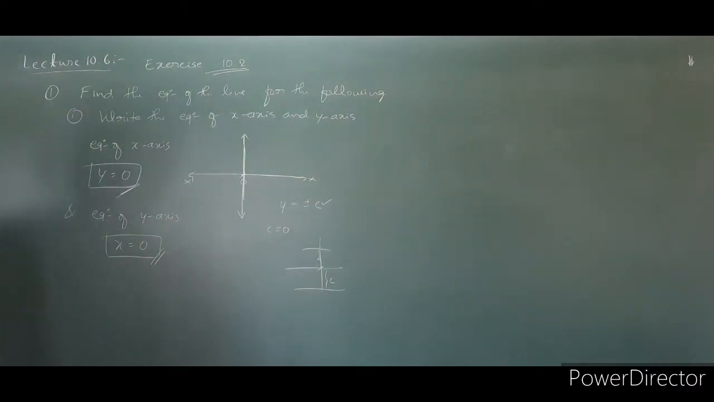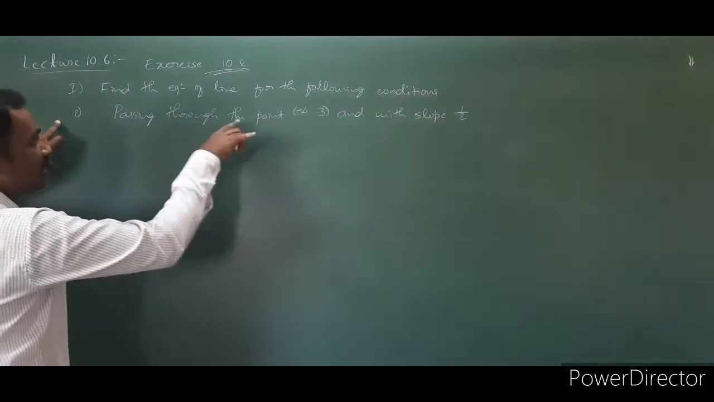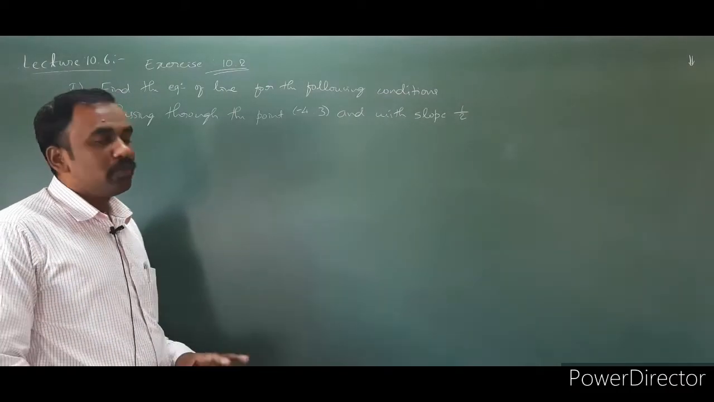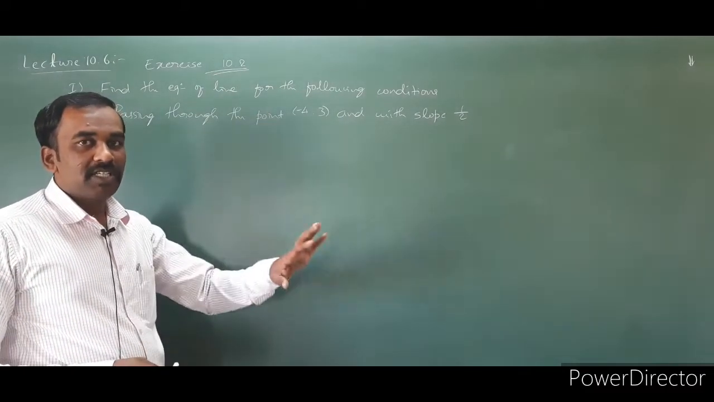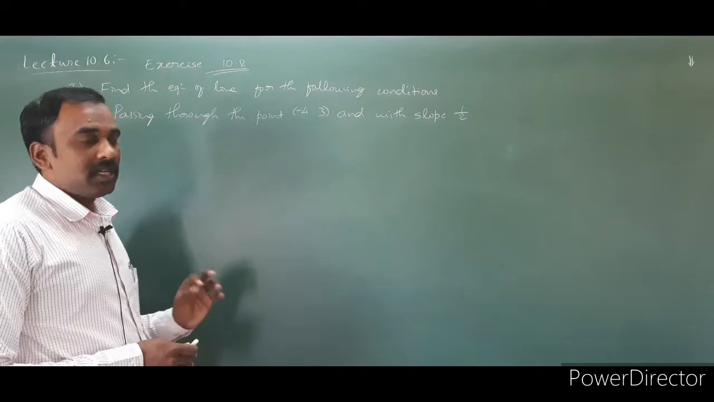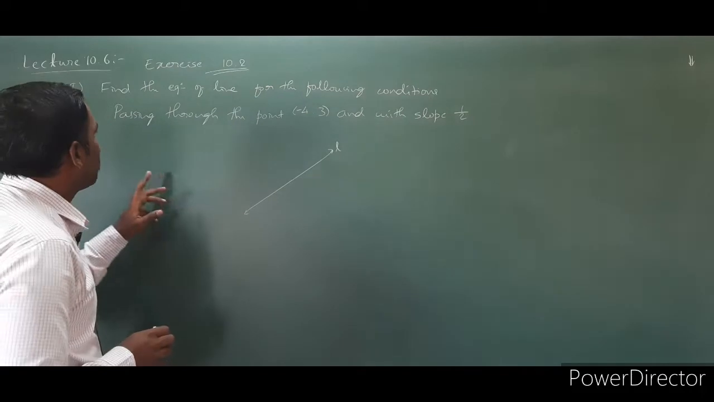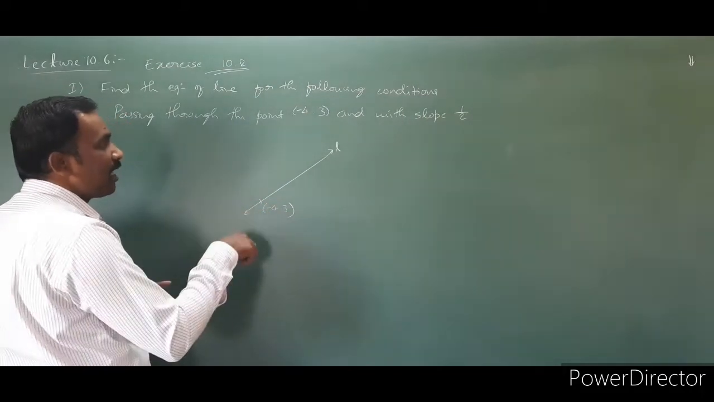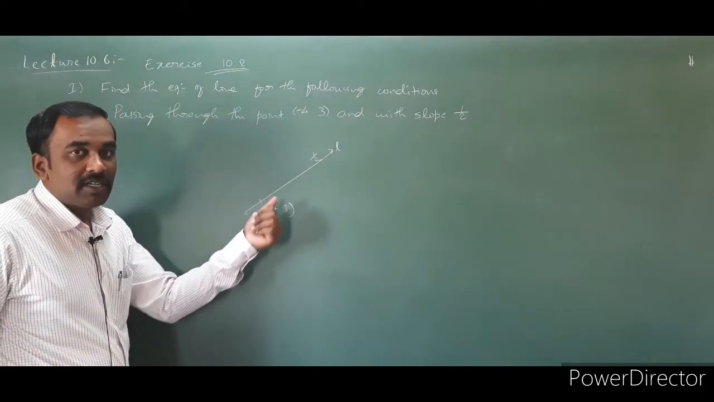Now let us go to the next example. Second problem: find the equation of the line for the following condition. In that second, passing through the point minus 4 comma 3 and with the slope 1 by 2. To find the equation of the line, out of the 6 forms, which one is suitable here? Where does it pass through? The point minus 4 comma 3, and it has the slope 1 by 2. Slope is given, one point is given.